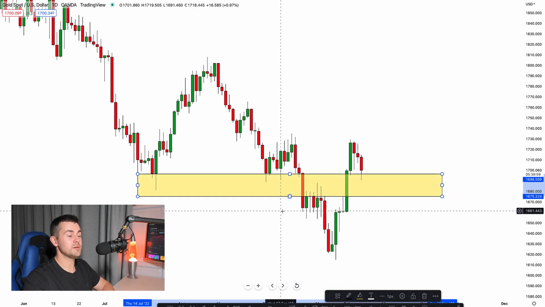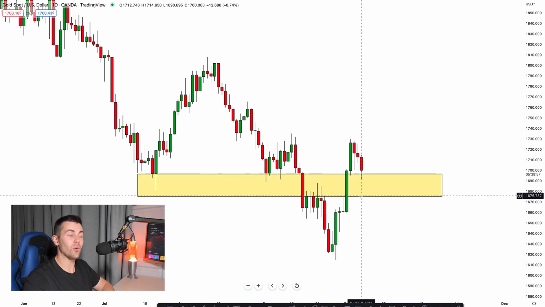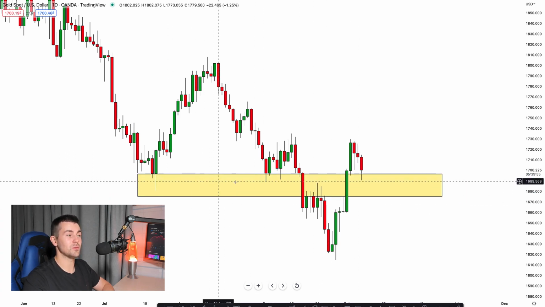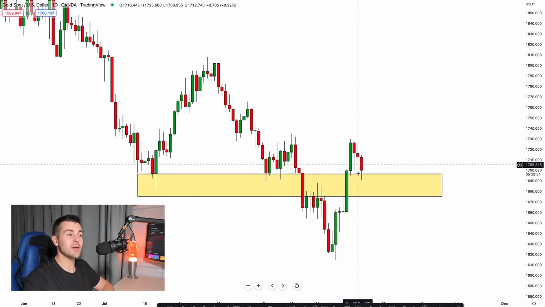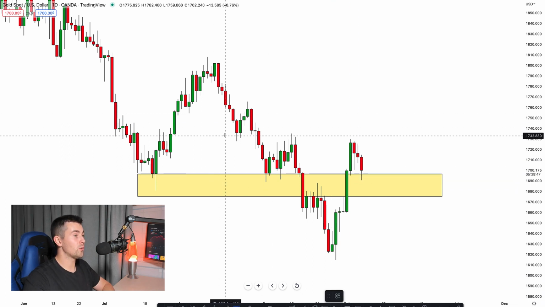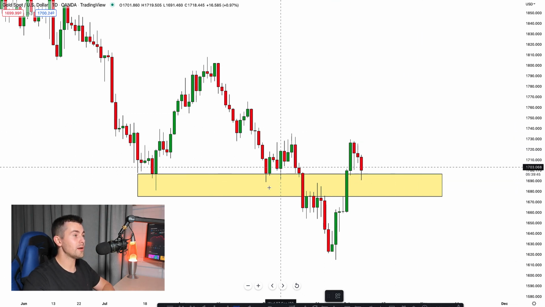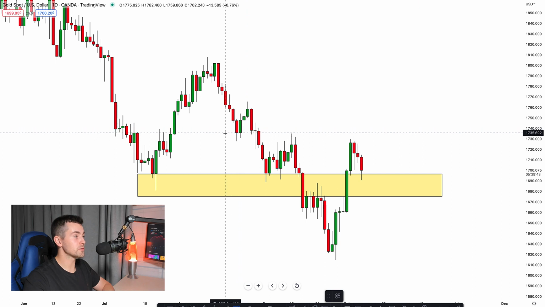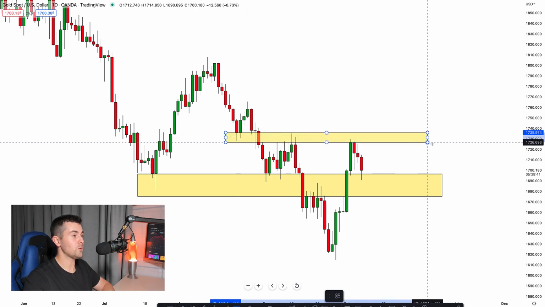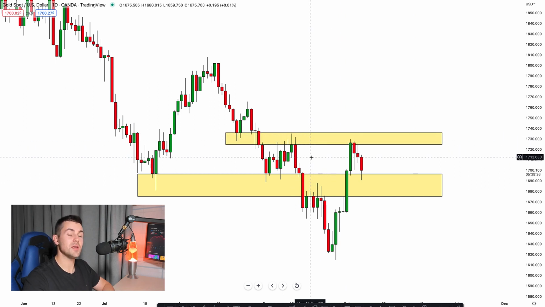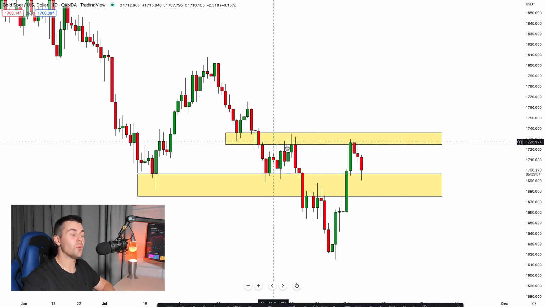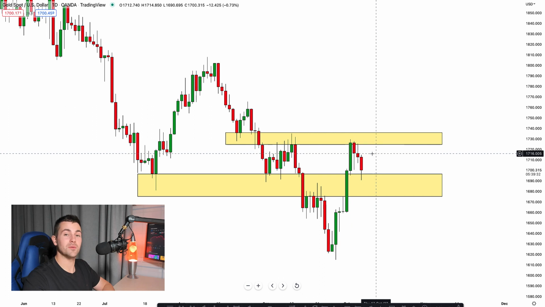You can see that here we got a very important structure. In the past, it was a very strong support. After the breakout, it turned into resistance. And then again, after the breakout, it turned into support. And right here, traders, we have a very nice resistance. If we take that high and draw this box, you can see that right here we have a very strong zone of supply that the market perfectly respected.